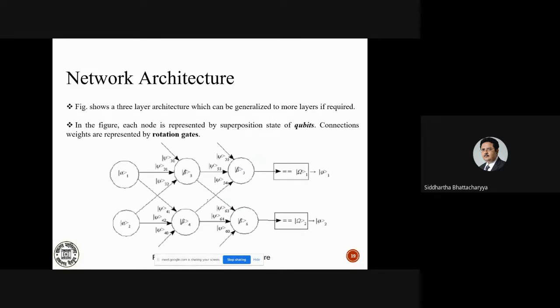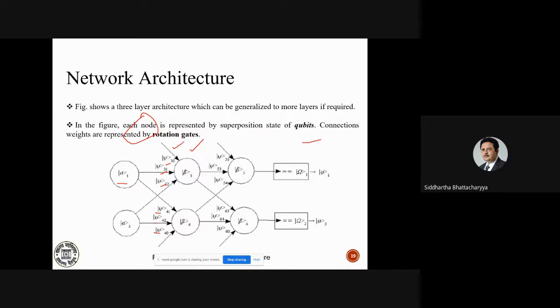Now you see the network architecture, how it comes out to be. You just take different forms of the quantum neurons, put them together, and interconnect them with different rotation gates like this. These are the input qubits, alpha 1, alpha 2, maybe others are also there. Then this is the hidden layer, beta 1, beta 2, etc. So the inputs come from here, here, here.